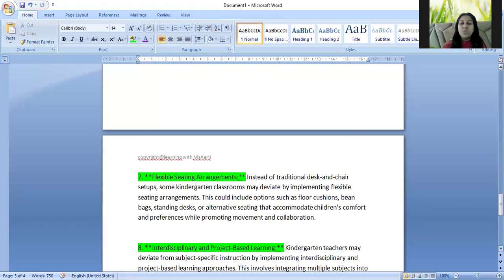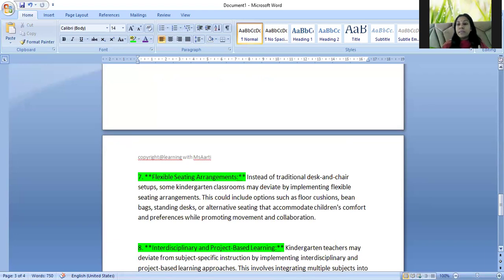They should choose by themselves that I want to sit with this peer. Let them make friends with the peer. Why are we so strict and not giving flexibility? Why not give a flexible sitting arrangement? This could include options such as floor cushions, bean bags, standing desks, or alternative sitting plans, or sitting on the mat and going for storytelling when they're sitting on the EVA mat.